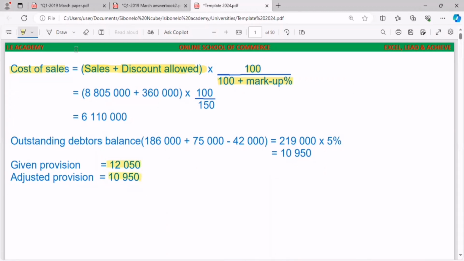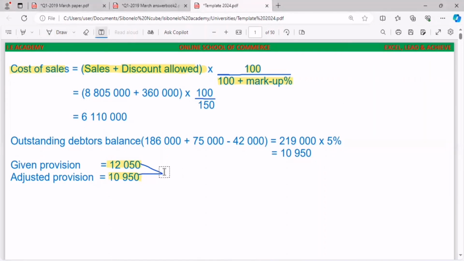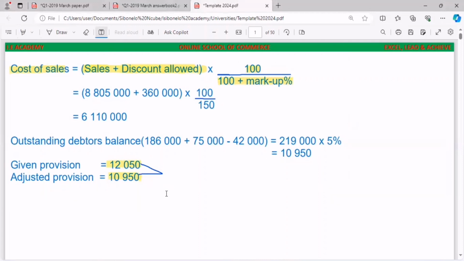So it has decreased by how much? So now we find the difference. So we subtract these two balances so that we get the difference. So 12,050 minus 10,950. So the difference is 1,100. So the provision has decreased by 1,100. So now, is this an income or an expense? So guys, if there is a decrease in the provision, you always record that as an income.